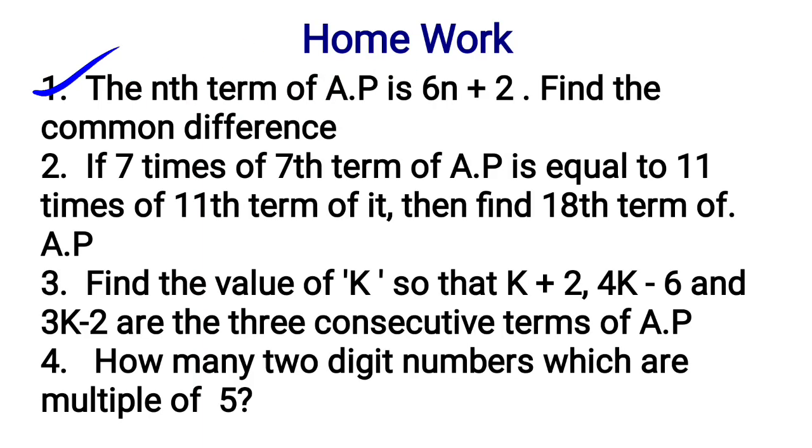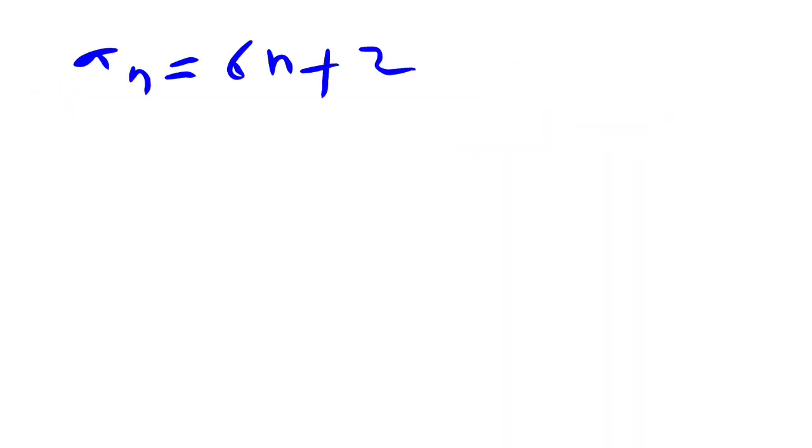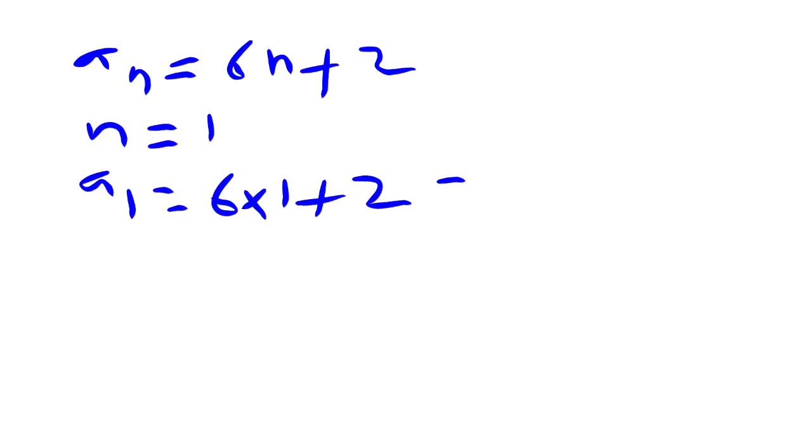Next, to find the common difference. Generally, to find out the common difference, the formula is a2 minus a1. So that means we need the second term and first term. So let's find out the second term and first term. How to find them? Just substitute n equals 1. If n equals 1, then an will become a1. So substitute 6 into 1 plus 2. 6 into 1 is 6 plus 2. It is equal to 8.